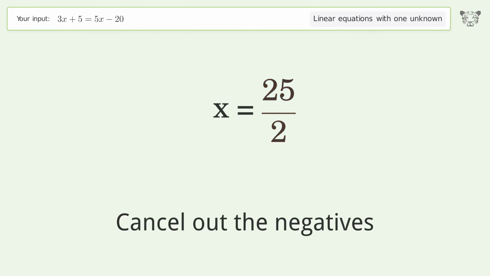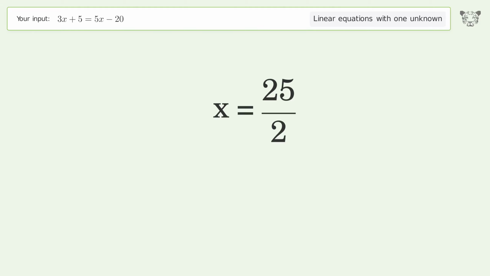And so the final result is x equals 25 over 2.